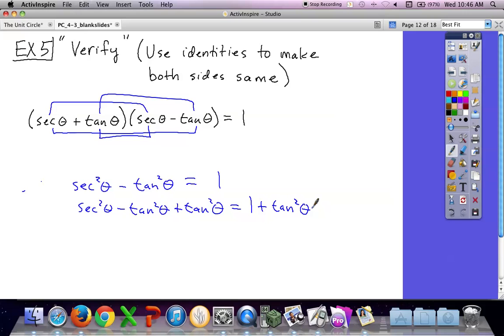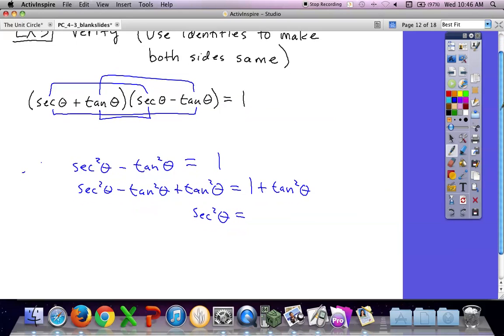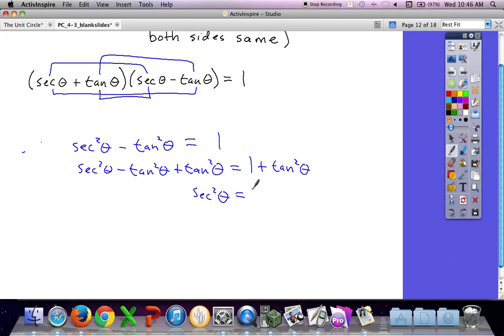Okay, on the left, you can simplify the negative tan squared plus tan squared. They cancel each other out, and all you're left with is secant squared. On the right, we've got the 1 plus tan squared. And then we can use the identity directly. 1 plus tan squared is secant squared. So check.